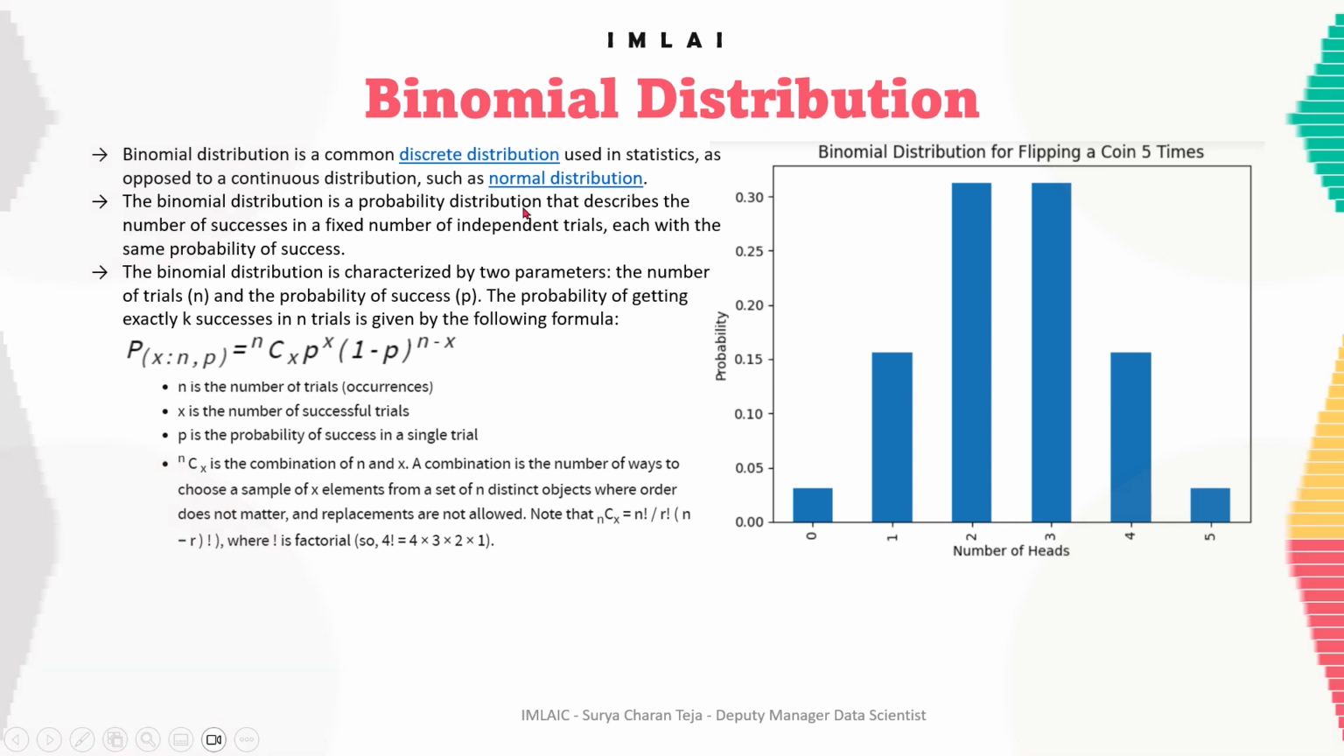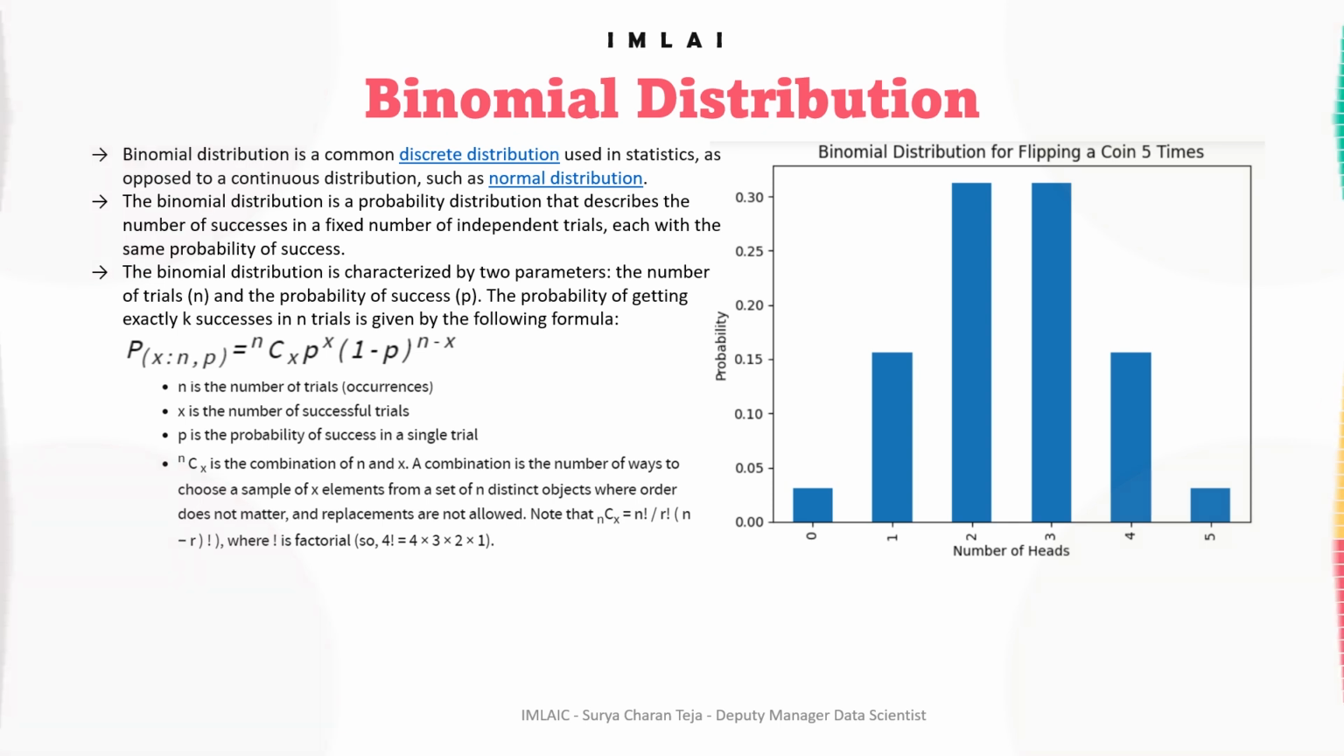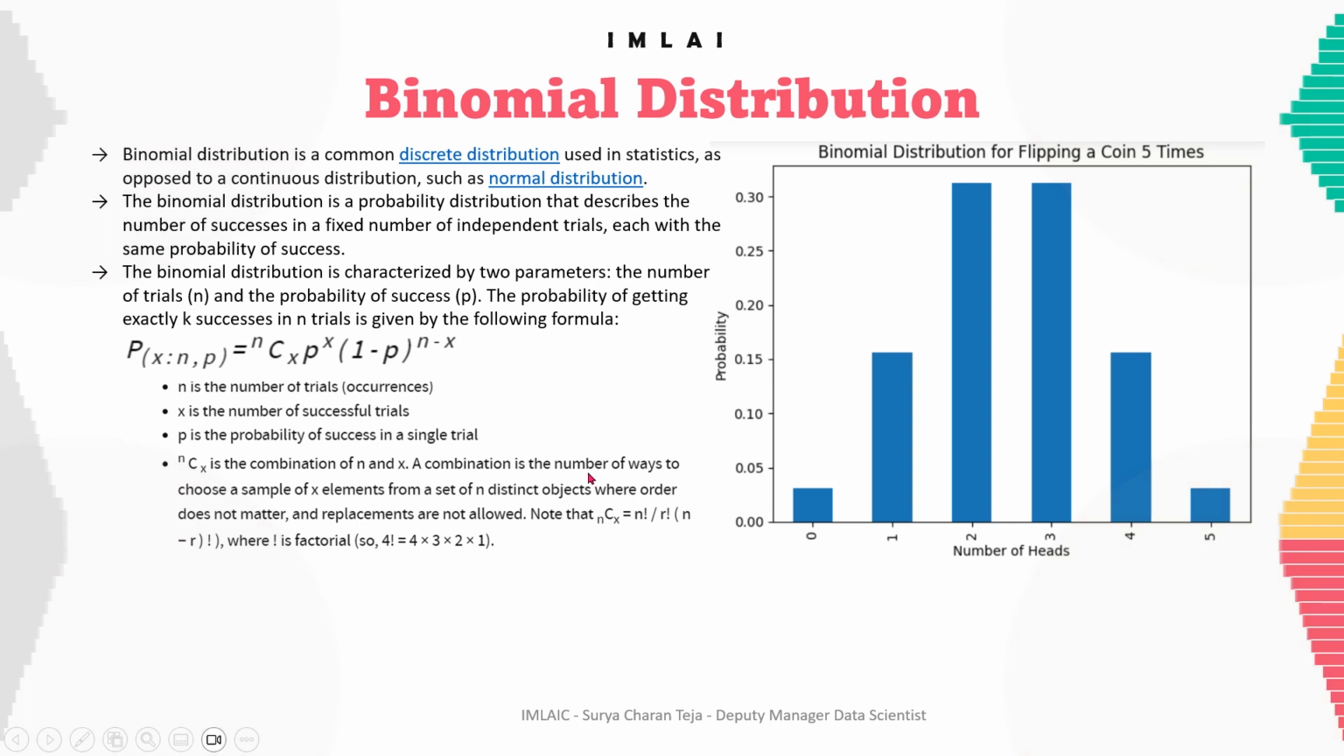A combination is the number of ways to choose a sample of x elements from a set of n distinct objects where order does not matter. If order does not matter, that is combination. If order matters, that's permutation. And replacements are not allowed. If it is done with a replacement, it is called bootstrapping. If it is without replacement, obviously that's a combination.